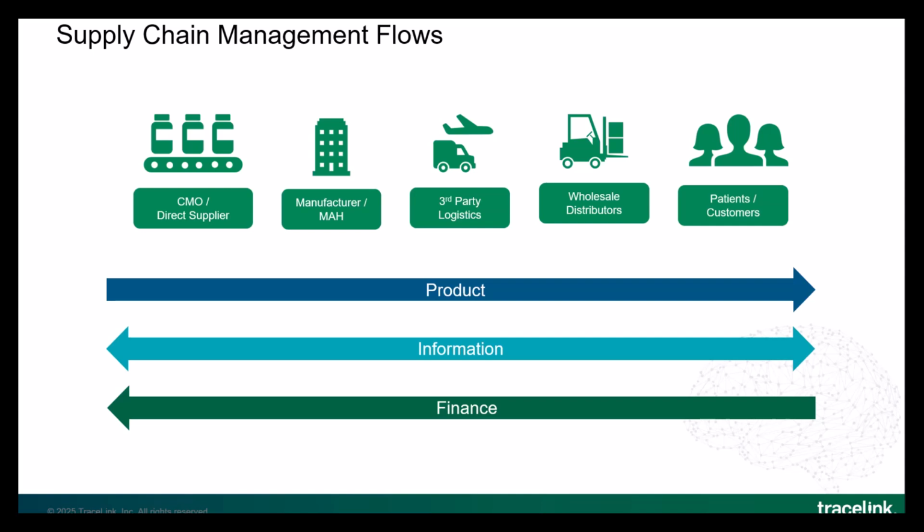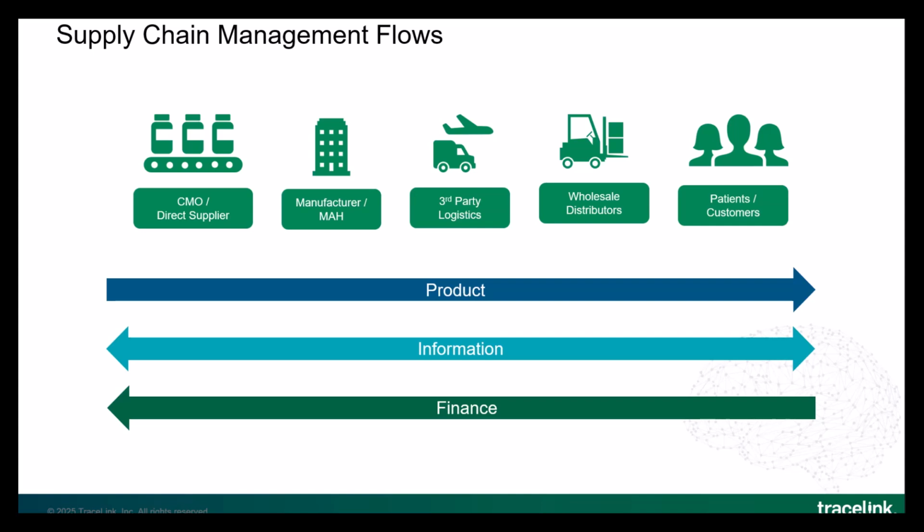Information flows both upstream and downstream. It can be argued that information is the foundation of a supply chain. Without it, the supply chain is not optimized for success. Everyone must communicate information for their partners to execute.